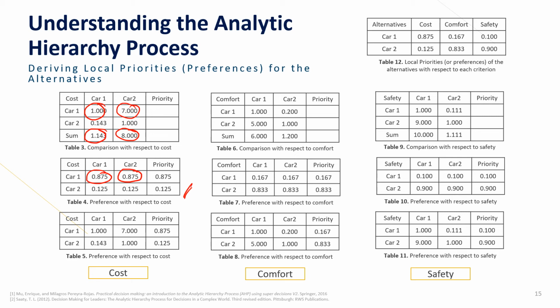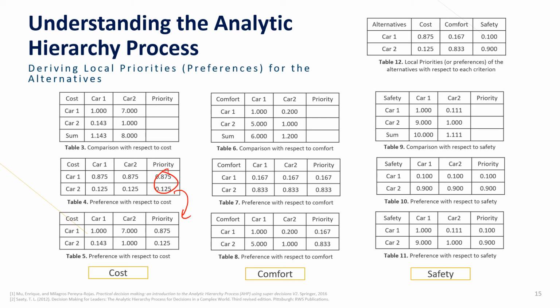Okay, and then we will calculate the priority, which is this one, for each alternative. For example, car 1 first is this plus this divided by 2. So basically the average is equal to 0.875. And then this one is this. And then after you get the priority, you put this priority back to the original table. So you will get this one.